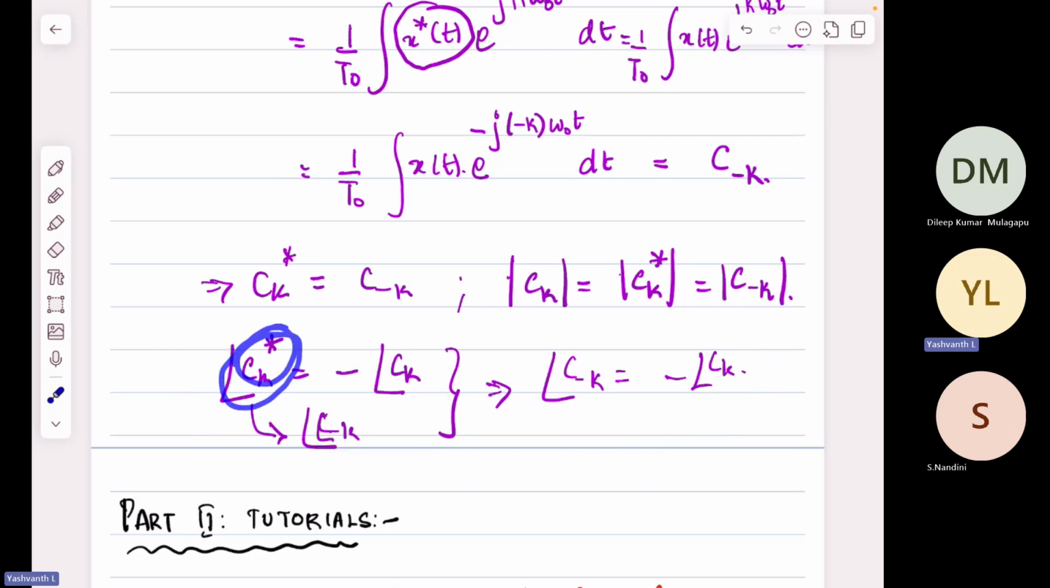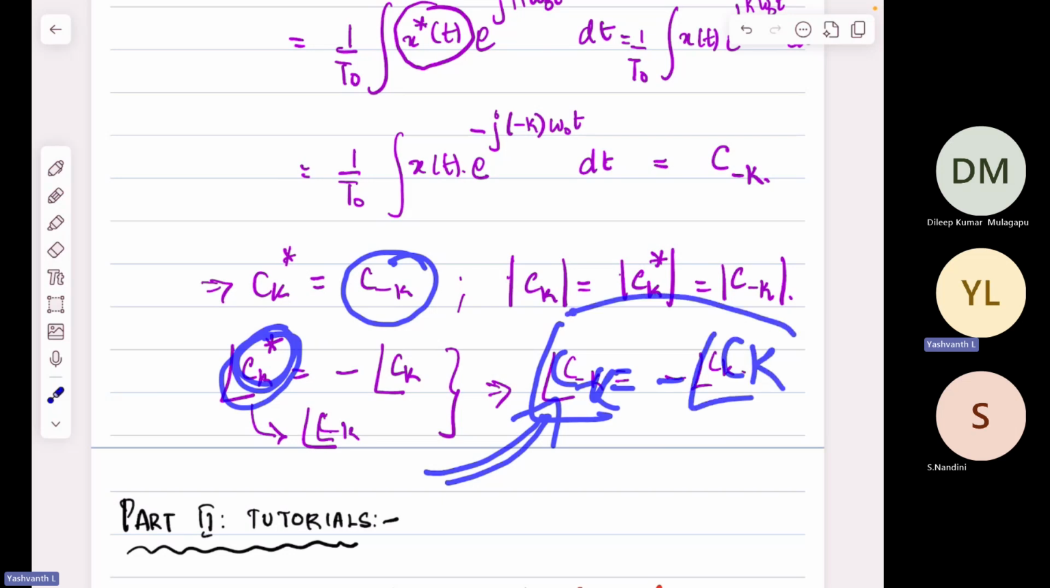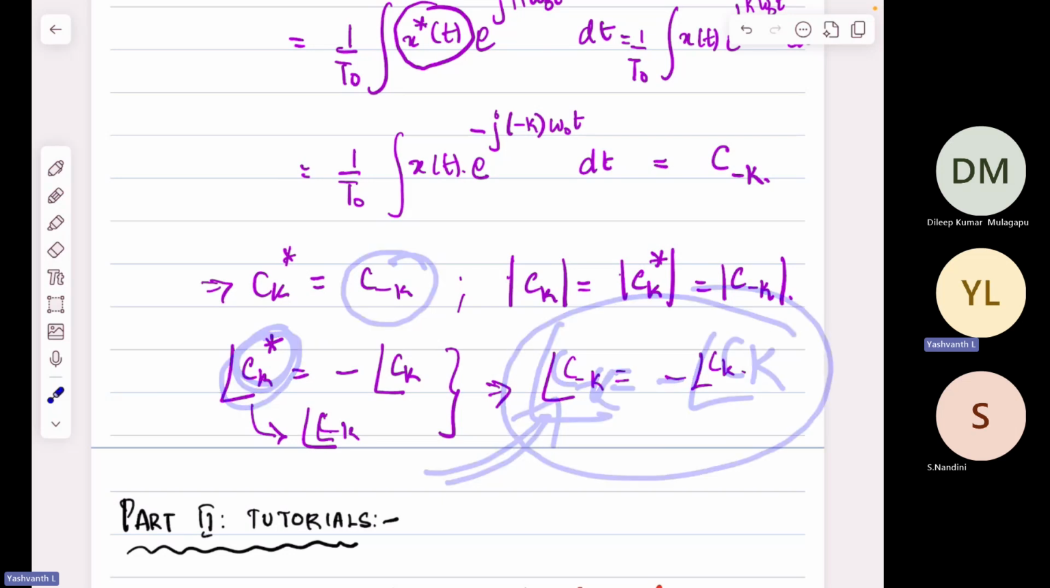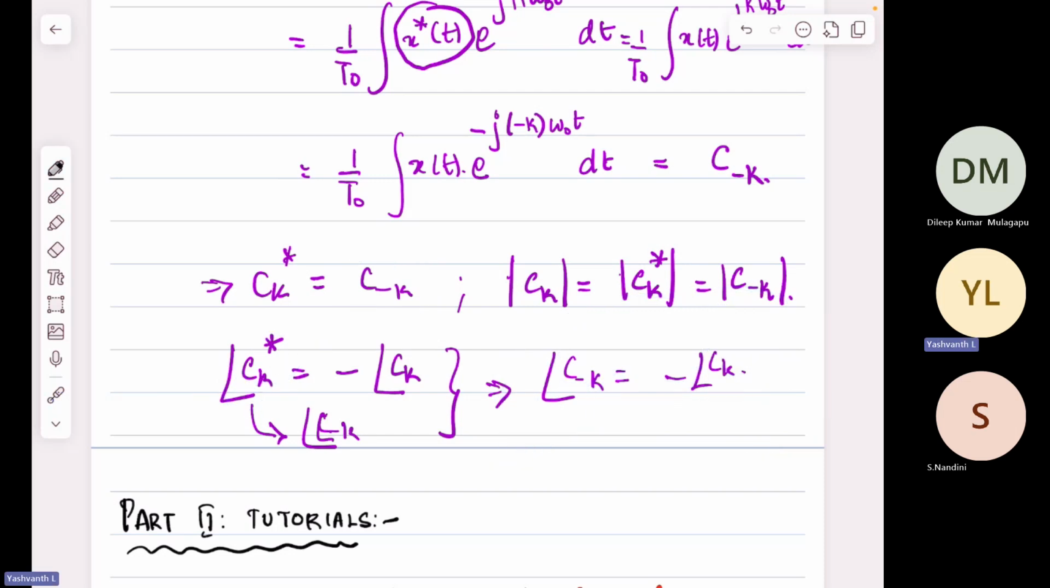But c_k conjugate, what do we know? We know that c_k conjugate is equal to c minus k for a real signal. So this also means that angle of c minus k equals minus angle of c_k. That's why the phase spectrum exhibits an odd symmetry and the magnitude spectrum exhibits an even symmetry. So I'll just write it down here.